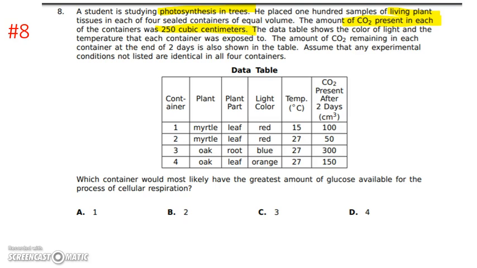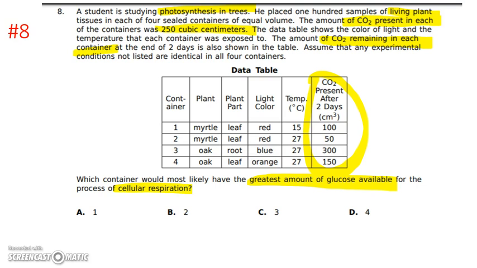The data shows the color of light and the temperature that each container was exposed to. The amount of CO2 remaining in each container at the end of 2 days is also shown in the table. Looks like that's right here. Assume that any experimental conditions not listed are identical in all 4 containers. That means they would be left constant. Which container would most likely have the greatest amount of glucose available for the process of cellular respiration?